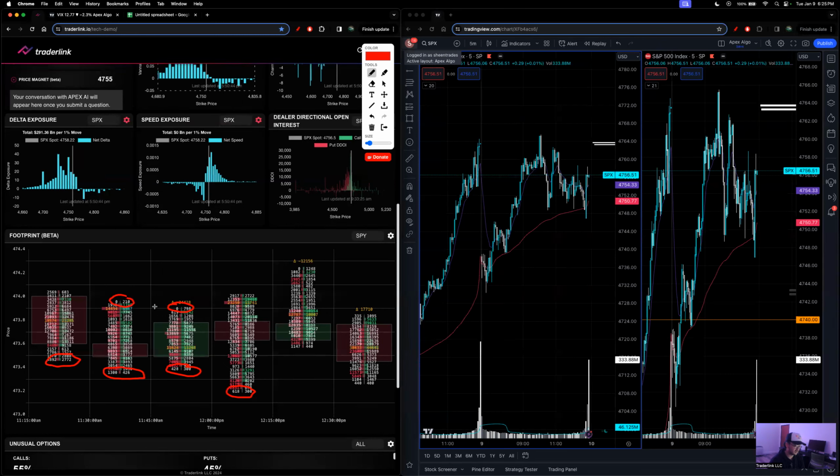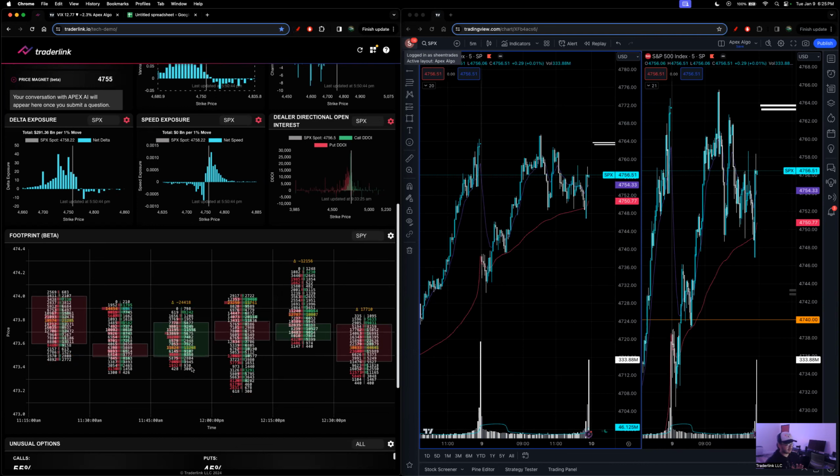So finished auctions at the top. Unfinished auctions tend to get revisited. And when they do revisit, you've got to think about it like this. If there's an unfinished auction, it's unfinished for a reason. That means there were a bunch of limit orders left there. They were left at the bottom area of this candle right here, limit orders ready to be filled.